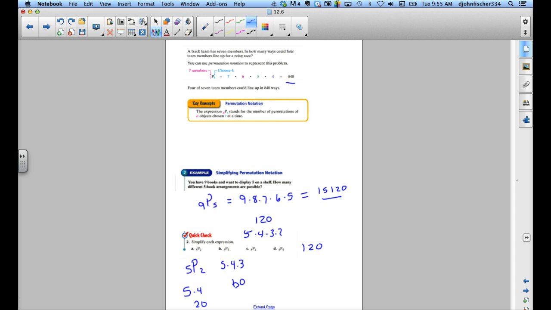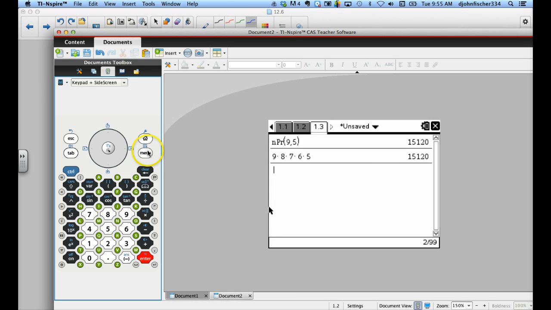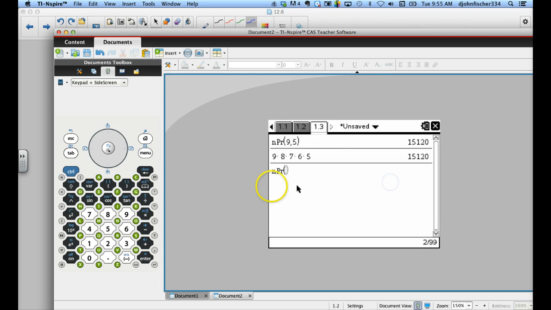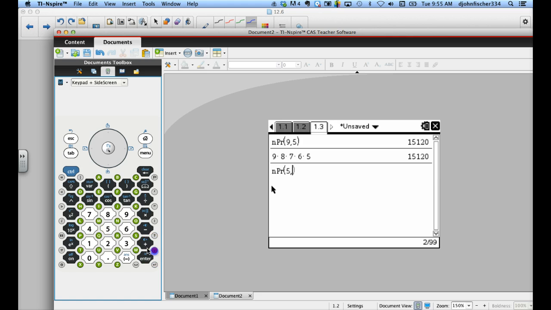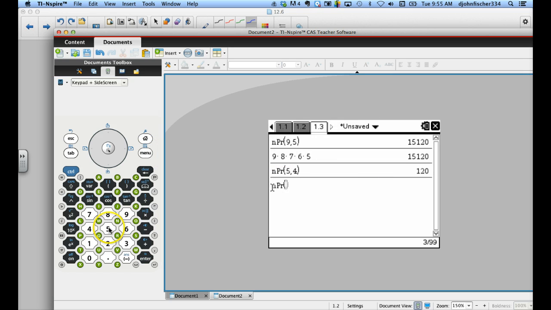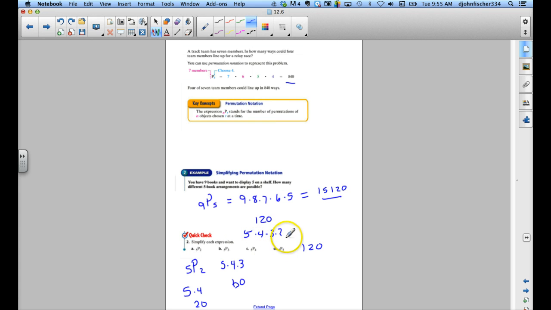So let's check that out. Let's go on our calculator here. Let's see what happens. If we go to menu, probability, permutation, and we type in 5, 4, we get an answer of 120. Now if we go back and do the same thing again, probability, permutation, 5, 5, we're going to get 120. Now why? Because the only number missing is 1. And well, 1 isn't going to change the numbers.